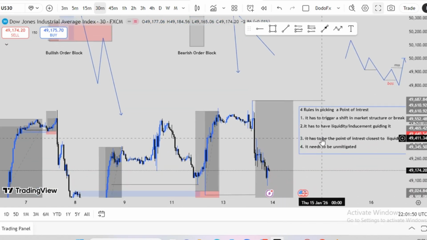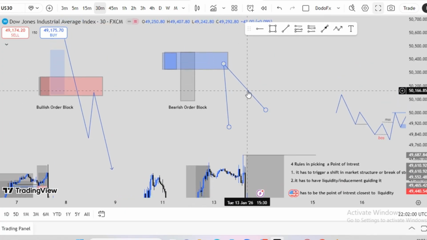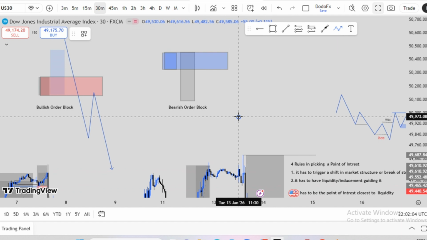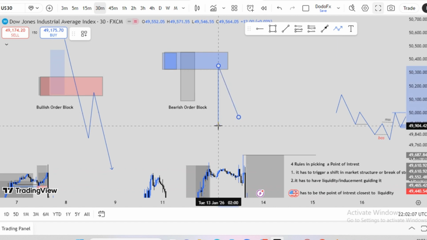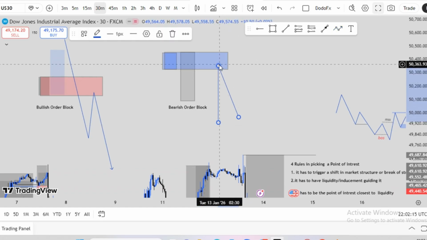And for this point of interest, we have to make sure that it's unmitigated. It has never been tested before. We have to make sure that the price has never come here to tap into it and then pull back. Once price came here, tapped into it and pulled back, that means the place has been mitigated. So it has to be unmitigated.